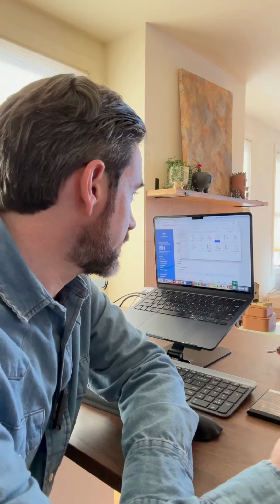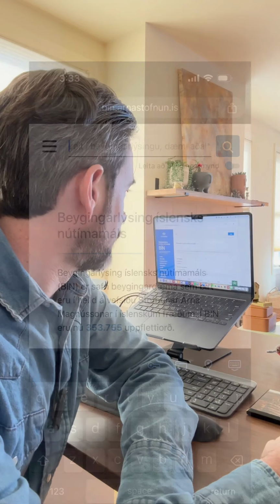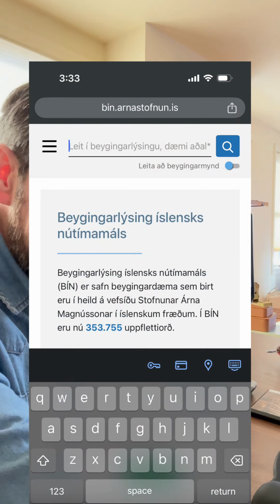interested in the language. One is, there's a great website called Beygingarlýsing Íslensks Nútímamáls. Now that means clarification of inflection of modern Icelandic. But because Old and Modern Icelandic share so many features on the written page, it can be an incredible tool for reading Old Icelandic too.